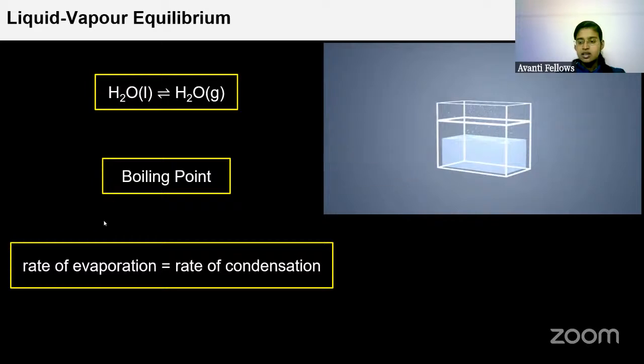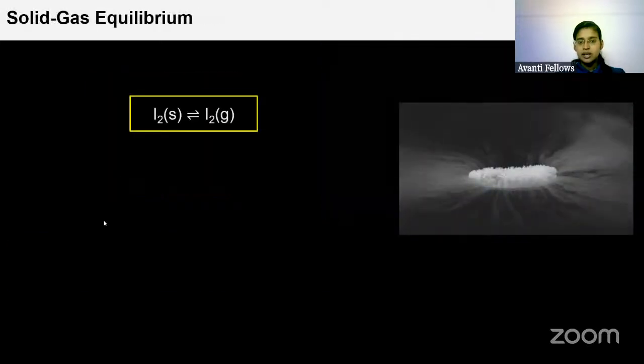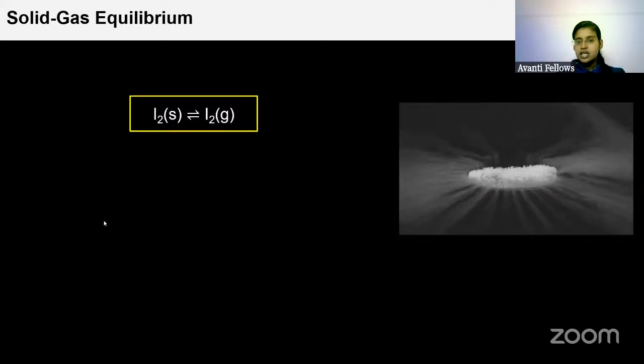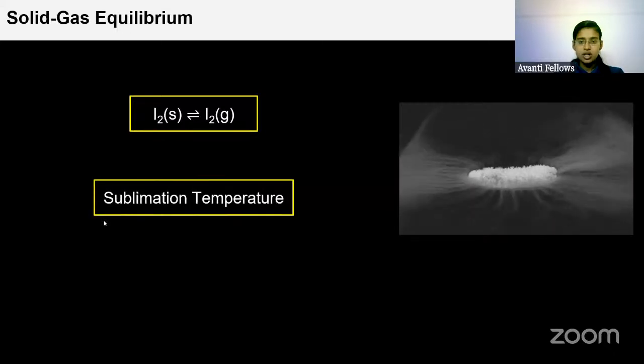Now let me go for the third type, solid-gas equilibrium. This is the iodine chemical. It is in the solid form, and it is going to the gaseous form. This is called sublimation. And again, if the gas is coming back to the solid state, then that is called deposition.